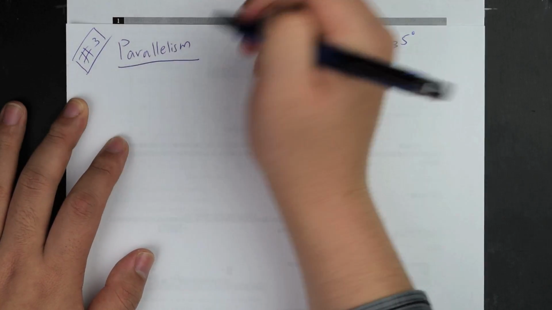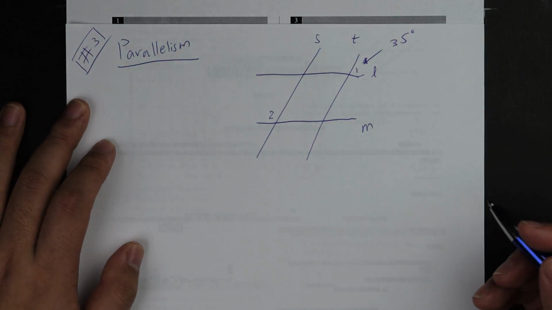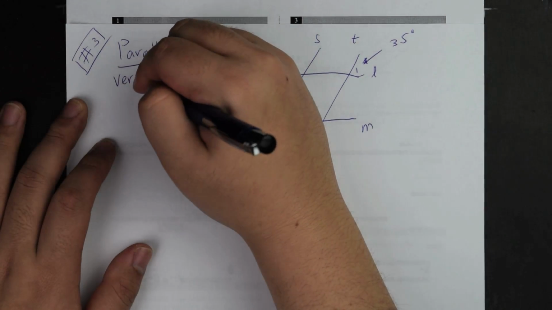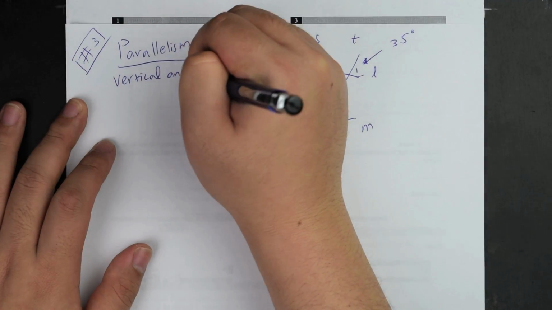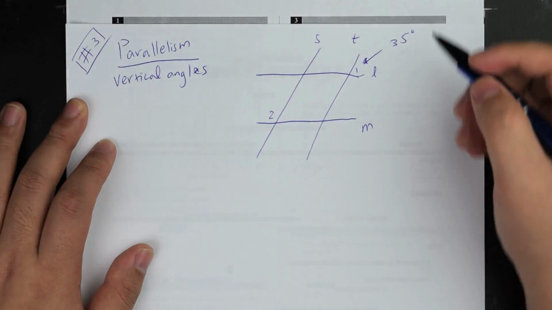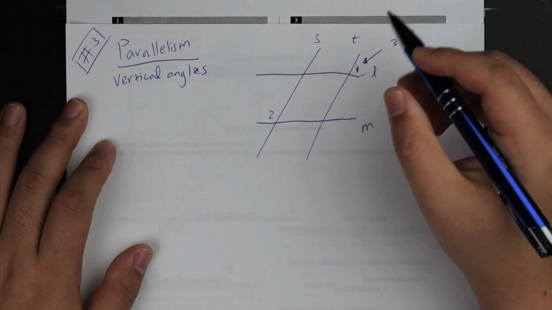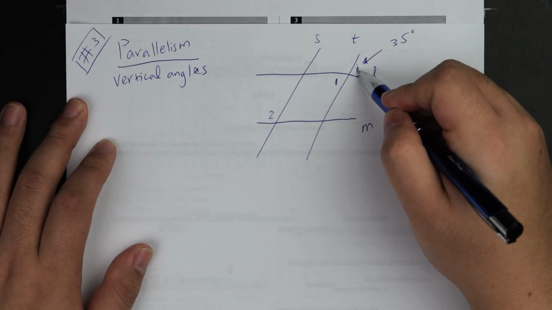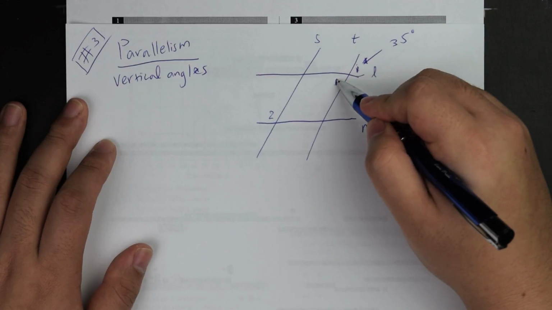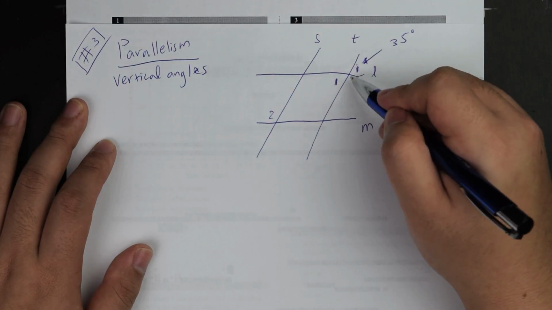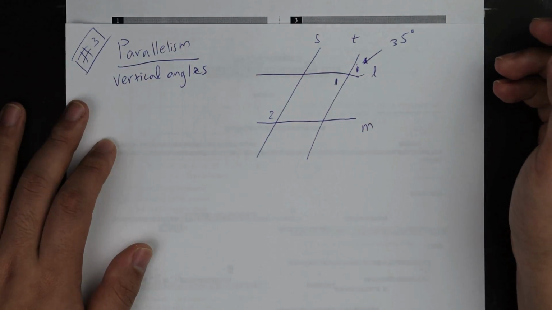So it involves a lot of these different properties. The first one I'm going to mention is vertical angles. What vertical angles means is that, based on parallel lines, if there's an angle like 1 here, this is also going to be the same value. So this is going to be 35, this is going to be 35. And that's because they're parallel, and that means these angles have to be equal to each other.